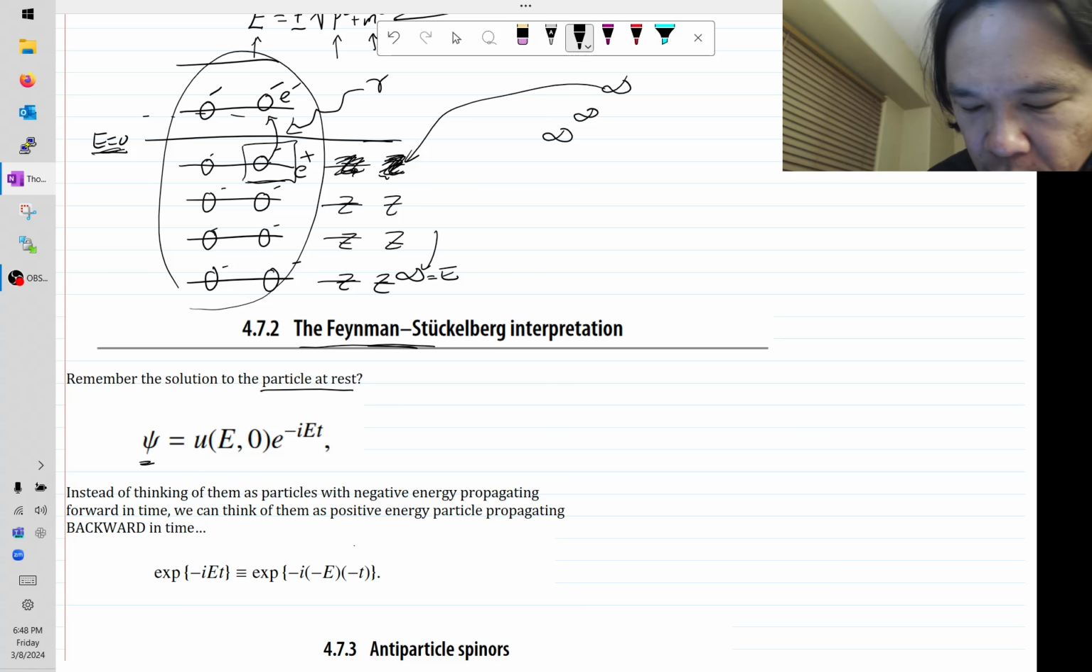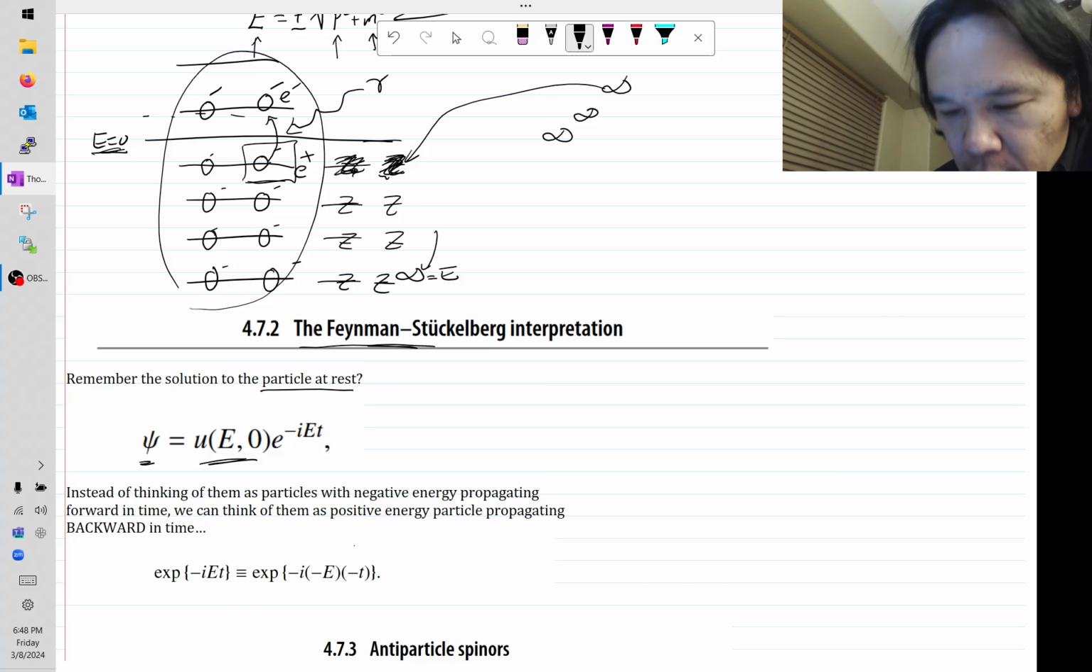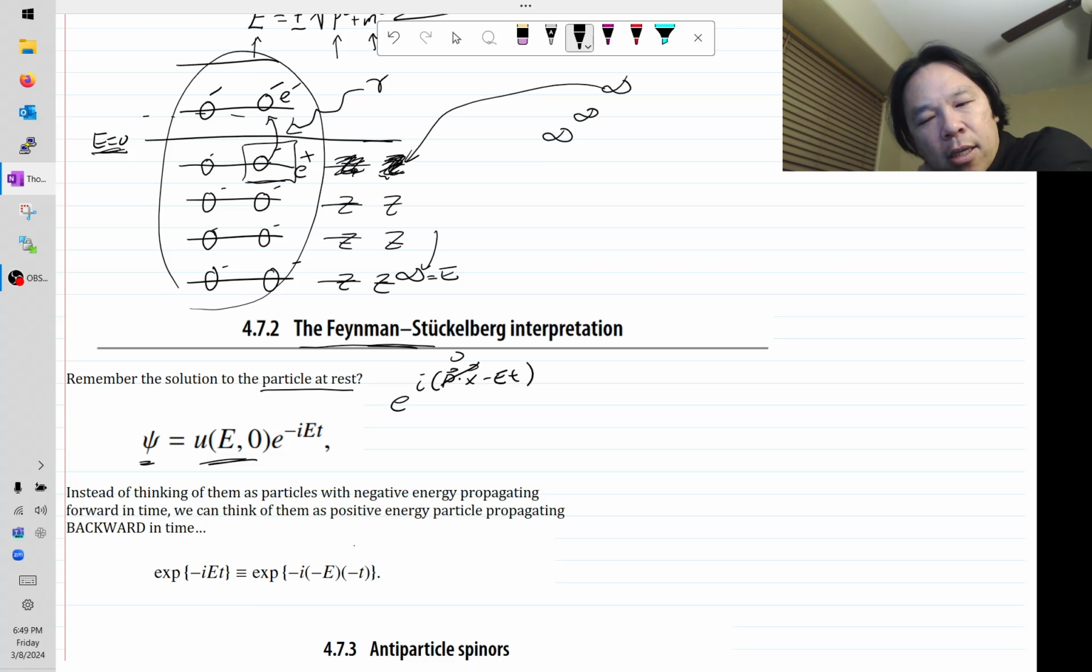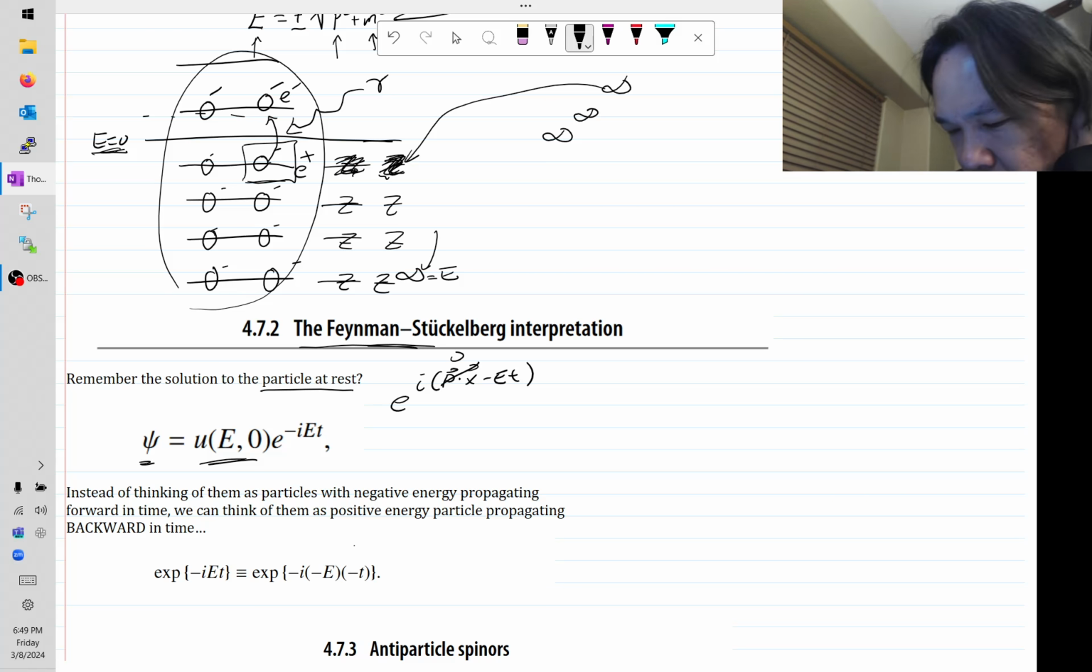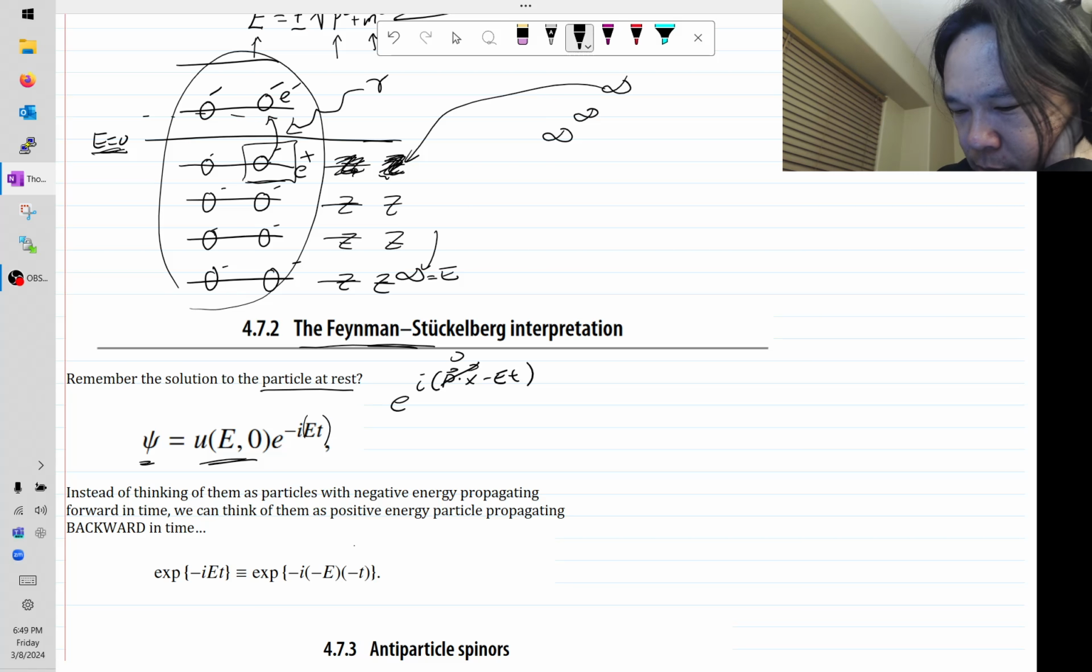It's some wave function, and it has some spinor part where it depends on the energy and momentum, but the momentum is 0. And then there's this wavy part, which is usually e to the i p dot x minus Et, right? But then the momentum is 0, so therefore you just have minus iEt there. Okay, remember there's two parts to this.